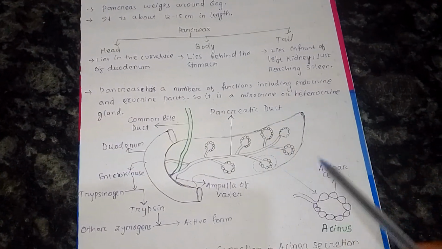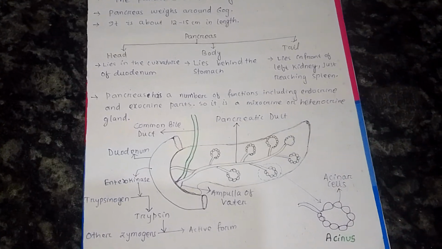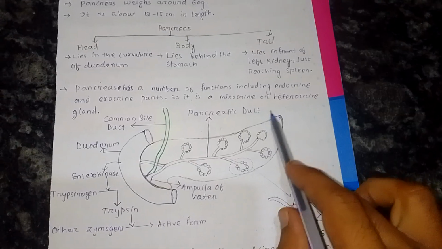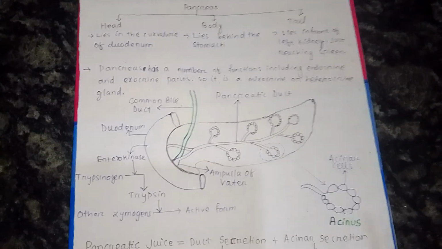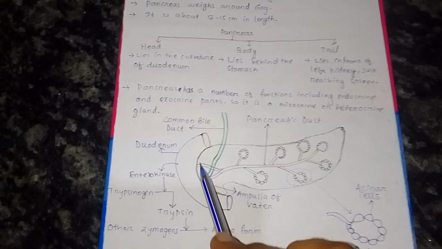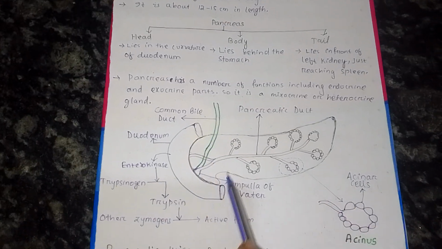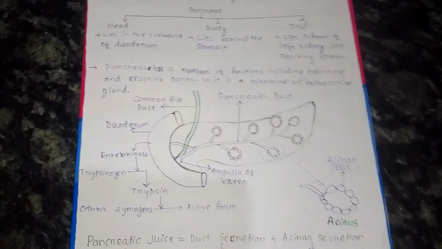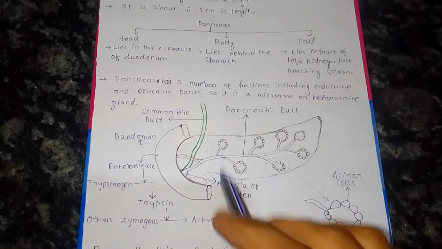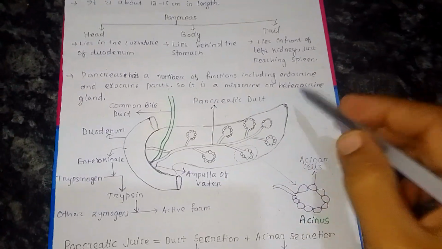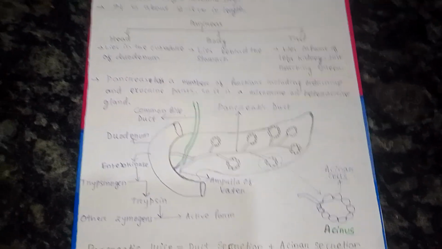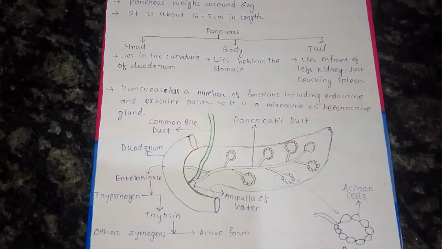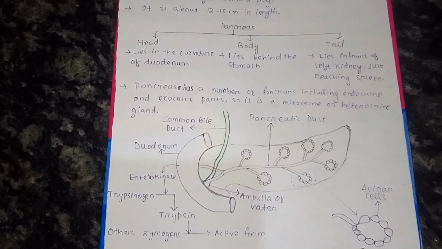And this is the tail part, which is in front of the left kidney, and its tail is just touching the spleen. So here you can see this is the duodenum, and this is the head of the pancreas, which is inside the curvature of duodenum, and the middle part is present behind the stomach and the tail part is near the left kidney. So now we will see how pancreas is an important gland during digestion.